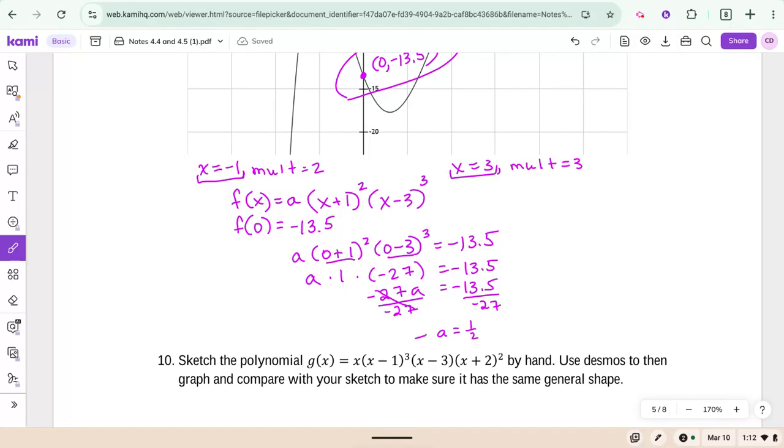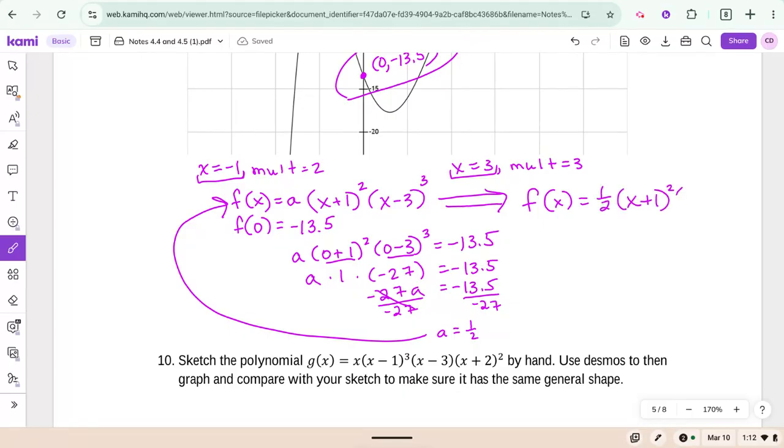So going back, I'm going to take that and substitute that in here. So my function is, all the hardest work was just figuring out a. 1/2 times x plus 1 squared times x minus 3 cubed. Boom.